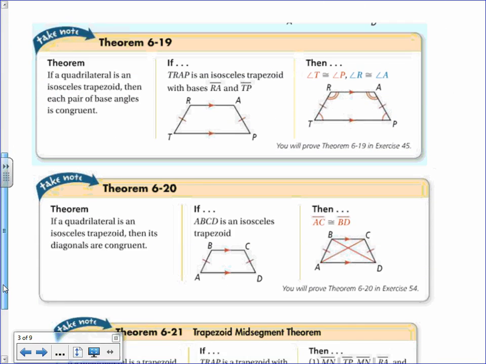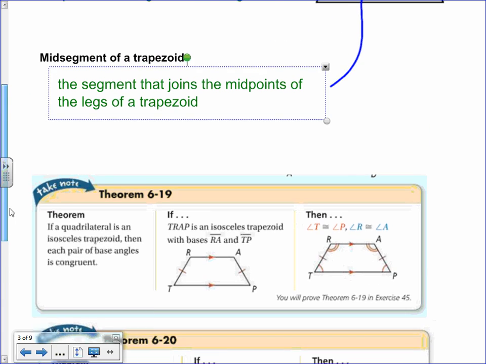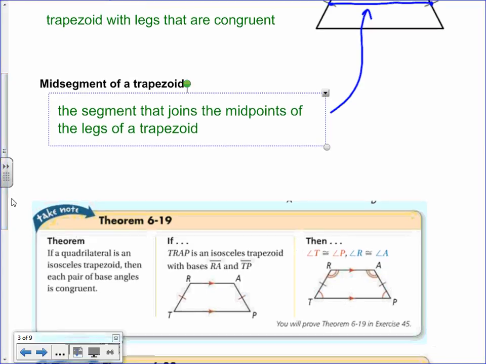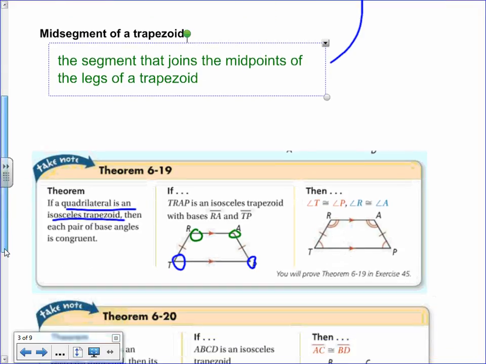All right, we have three theorems here about trapezoids. Well, I'll show them one at a time. The first one is theorem 619. It says if a quadrilateral is an isosceles trapezoid, then each pair of base angles is congruent. So this is a pair, and this is a pair. And over to the right, they're shown with the symbols. Angle T is congruent to angle P, and angle R is congruent to angle A. So that's for isosceles trapezoids.